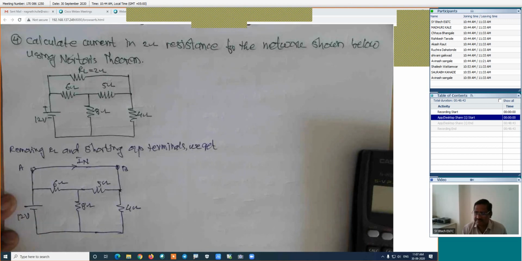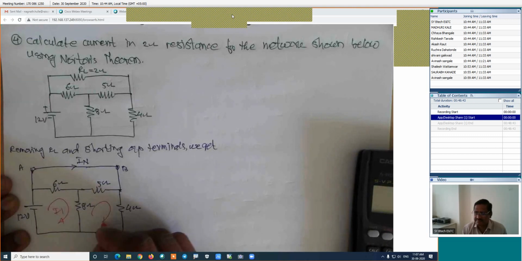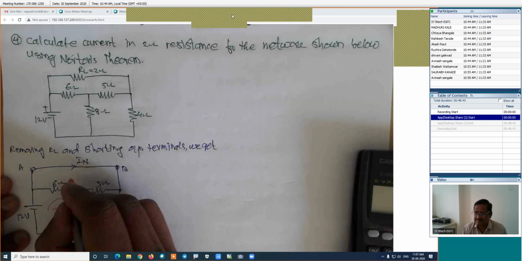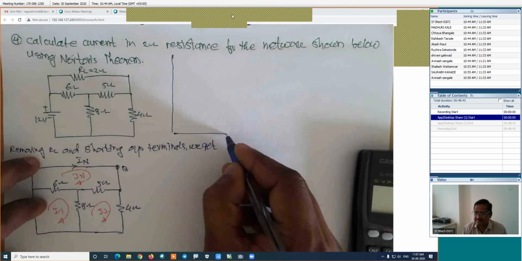Otherwise, I will recommend to use the mesh analysis. This is loop 1, its current is I1. This is loop 2, its current is I2, and this is loop 3, its current I will name it as IN. That is the Norton's current. Use the mesh analysis or use the direct inspection method. Choice is yours. Here in this case, just last problem I have solved by using the mesh analysis.